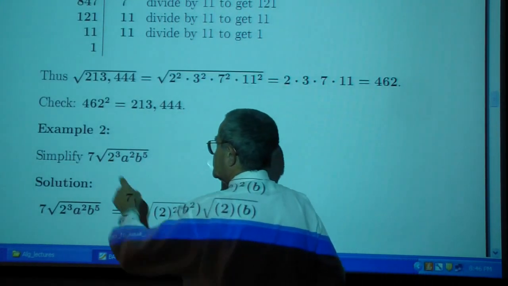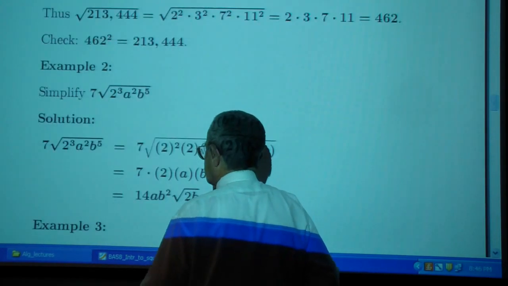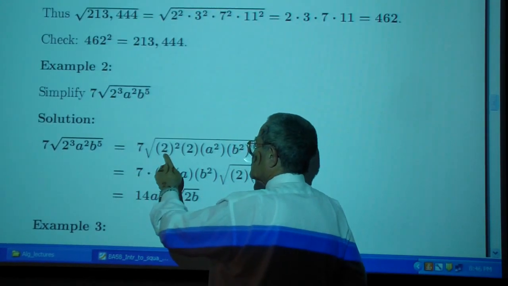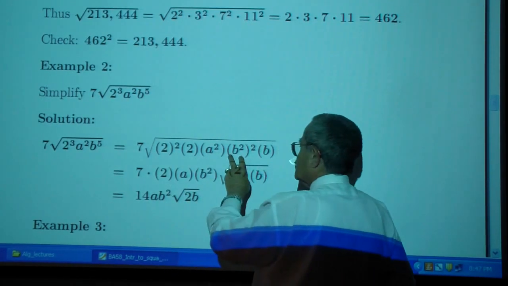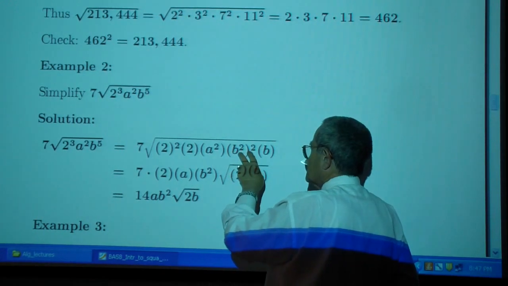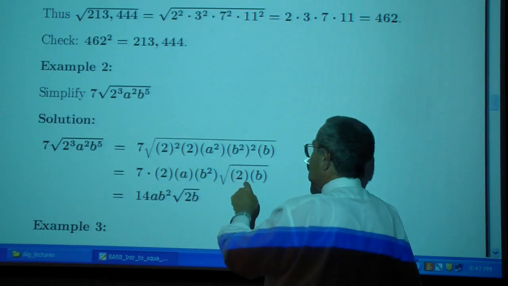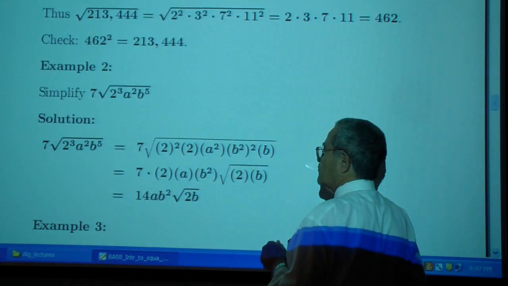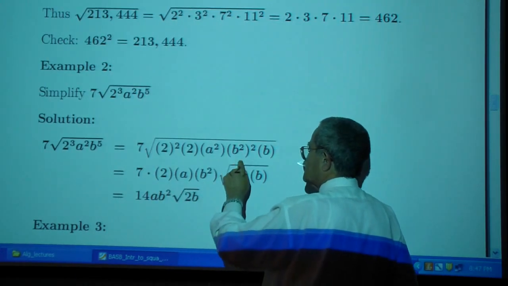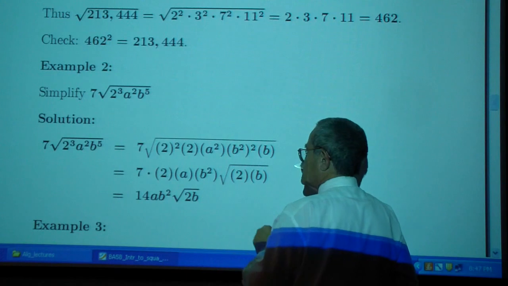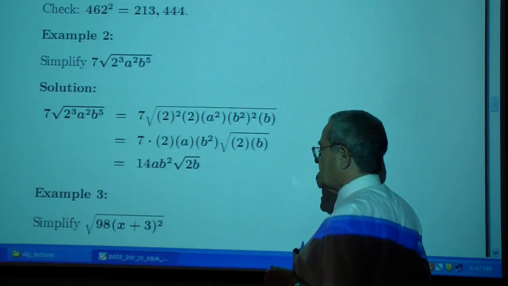How about the square root of 7 times 2 cubed, a squared, b to the 5. 2 cubed is 2 squared times 2, a squared, b to the 5 is b to the 4 times b, b squared to the power 2 is b to the 4. This 2 and that b remain under the square root. This 2 times 2 comes out as a 2. This a times a as an a. This b squared times b squared as a b squared. Or you get 14ab squared times the square root of 2b.